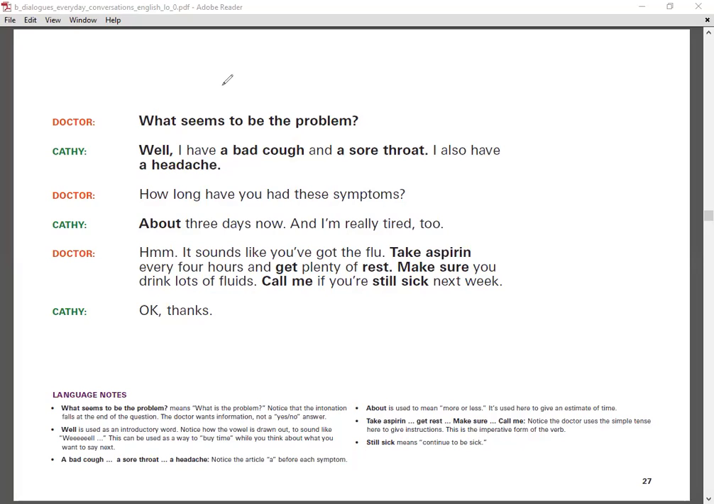Let's concentrate on the new words. Here we have got new words. For example, seems, as in what seems to be the problem.